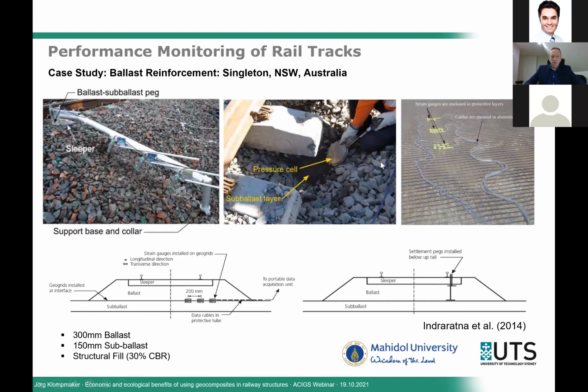Here I'm showing you a case study which was carried out in New South Wales in Australia. This is a large-scale field trial in Singleton. In this trial, we have a section that consisted of 300 millimeter ballast, which sits on top of a 150 millimeter subballast layer. And the subballast was positioned on structural fill, which provided a CBR of 30%. On the geogrids, strain gauges were applied, and also settlements were measured by installing settlement packs.